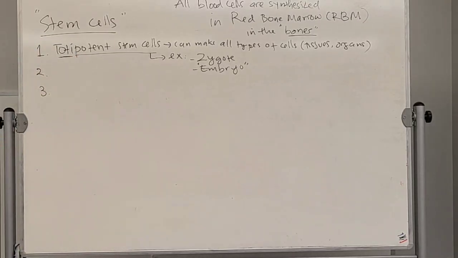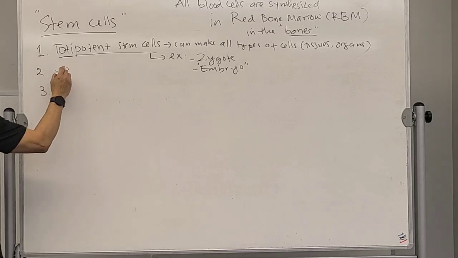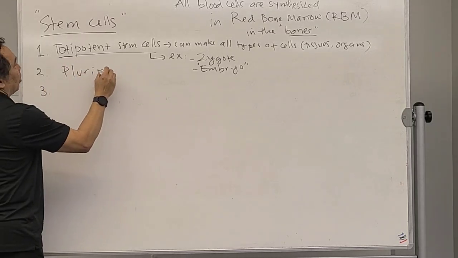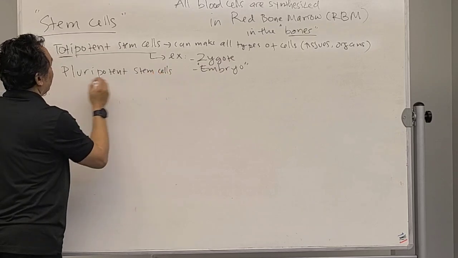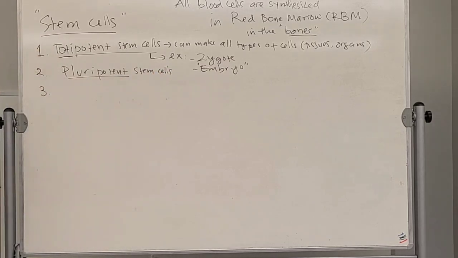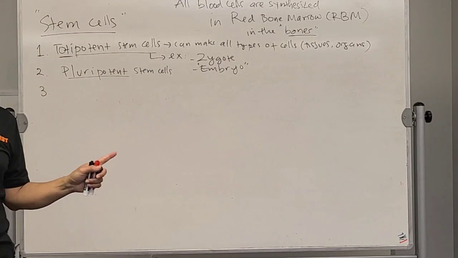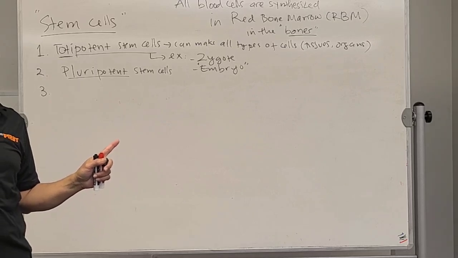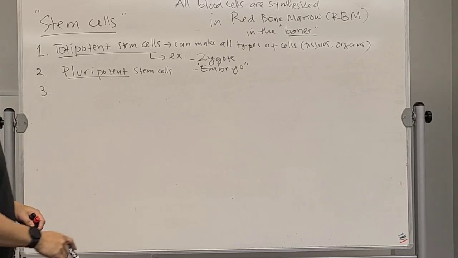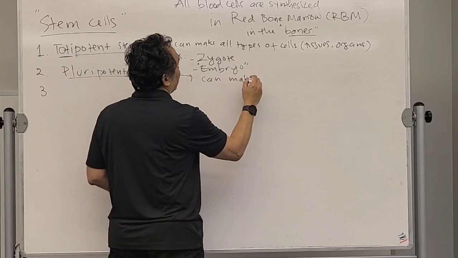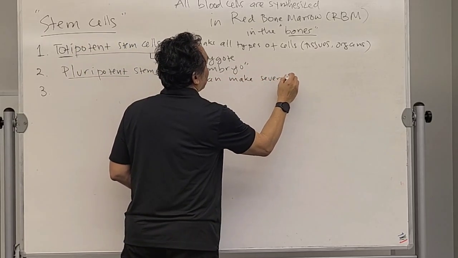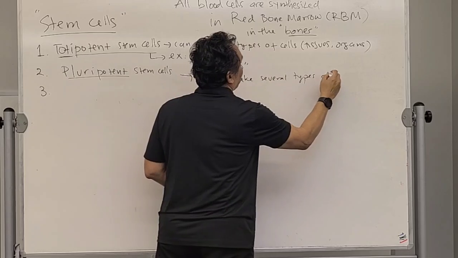Totally can make everything. The second one is called the pluripotent stem cell. Pluripotent means it can make several types of cell, but not all. Several types of cell.